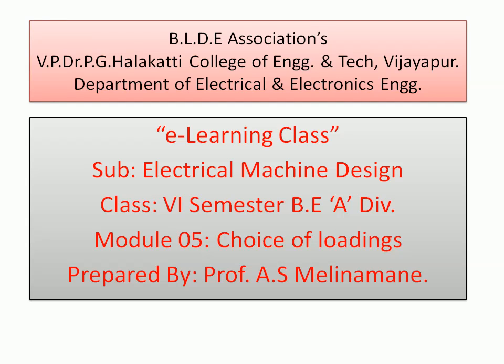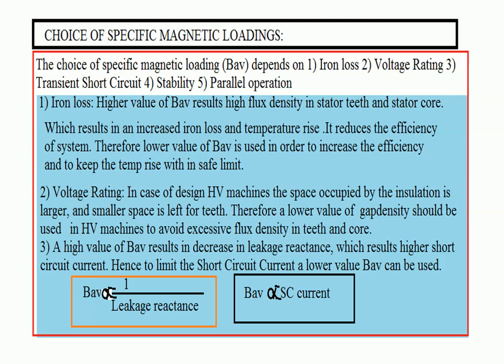Write a short note, or you may directly get the question: discuss the factors affecting the selection of electric loading and magnetic loading and specify its values. It may be 8 marks, it may be 10 marks, asked a number of times in VTU question papers, but you have to practice with full understanding, not simply write the stories.